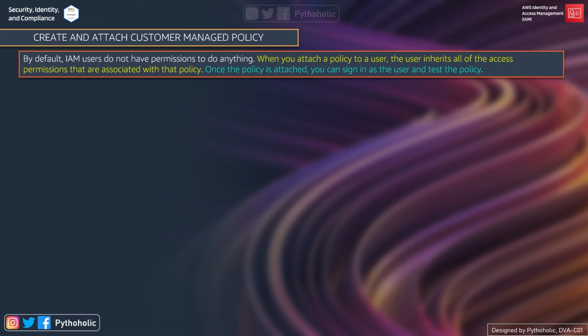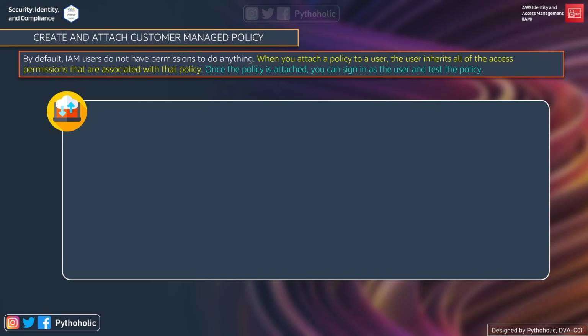So this is basically the idea. By default, an IAM user does not have a permission. And if you attach a policy to the user, the user will inherit all the access permissions that are associated with the policy. So once the policy is attached, you can then sign in as the user and test the policy, whether you're able to access the resource or not.